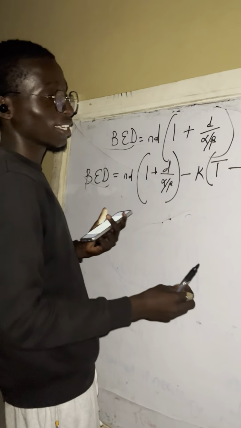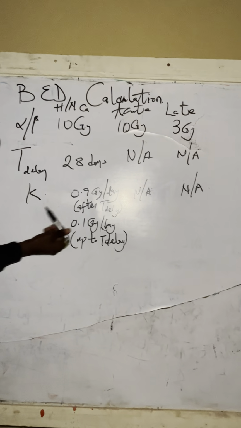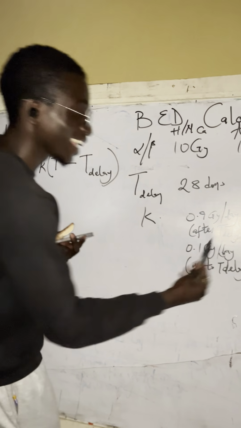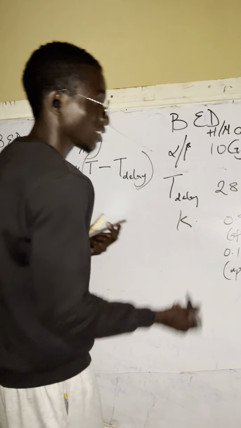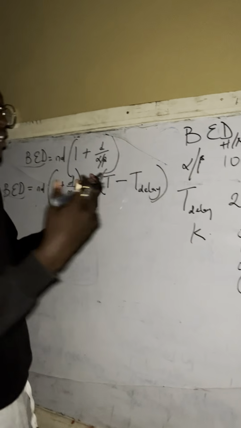And the K is given, and that is what we said. The K, which is the tumor repopulation, the half is 0.9 gray per day after T delay. So this is the value we are going to be particularly using to calculate the BED of our tumor.